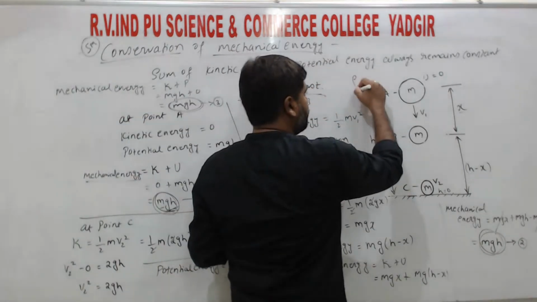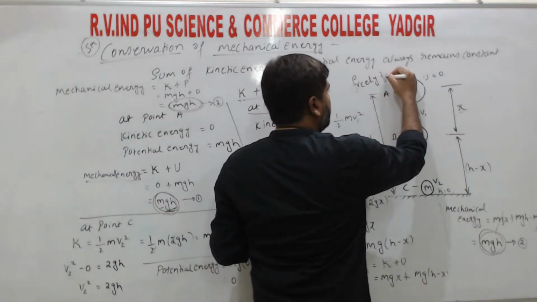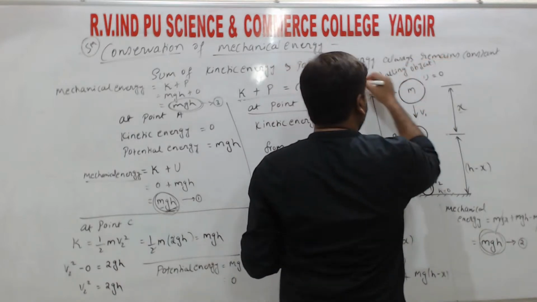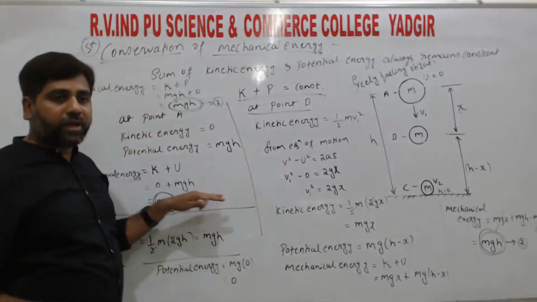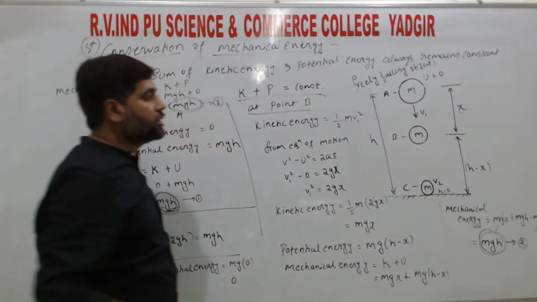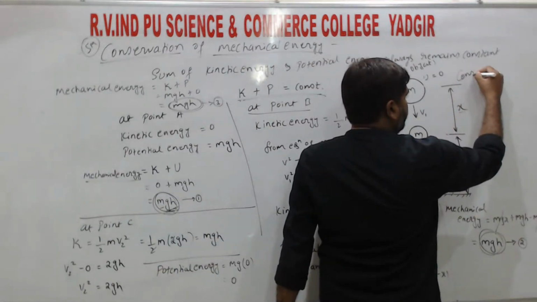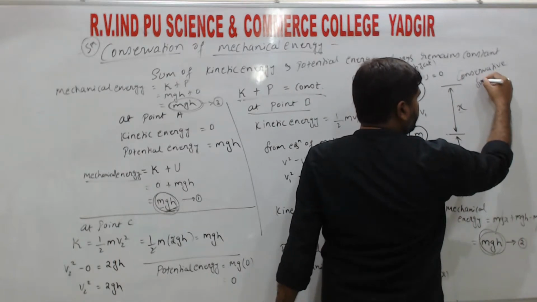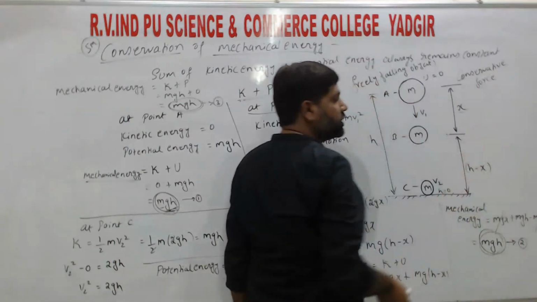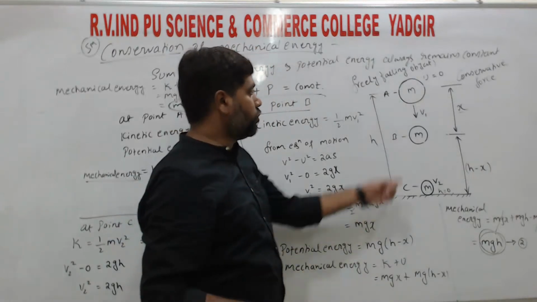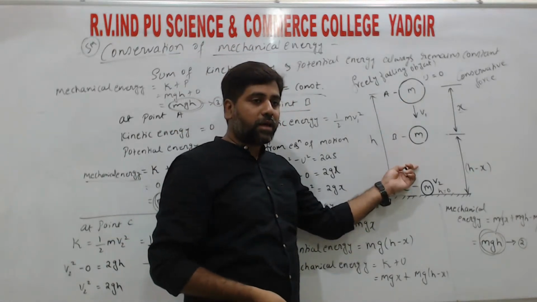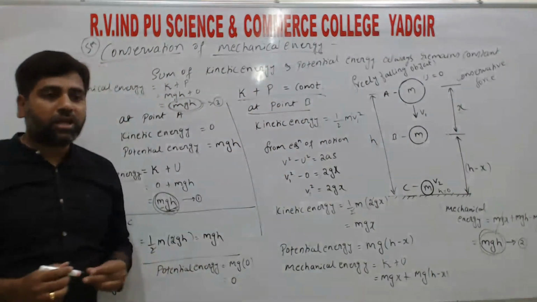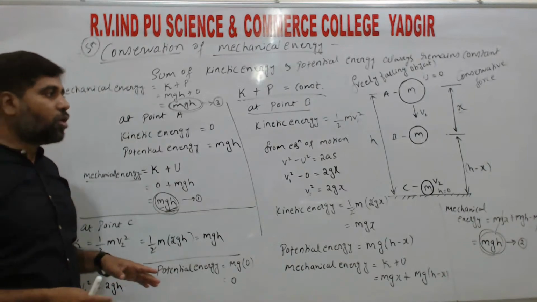So this is for a freely falling object or freely falling body. Only in this case can we prove that, because the force is conservative. Conservative force alli ಮಾತ್ರ ನಾವು ಇದನ್ನ ಪ್ರೂವ್ ಮಾಡಬಹುದು. So the conservative force is again the gravitational force. So ಇಲ್ಲಿ ನಮಗೆ ಯಾವ force act ಆಗ್ತಾ ಇದೆ? Work done by the gravitational force, right? So that's why the sum of kinetic energy and potential energy always remains the same or constant.